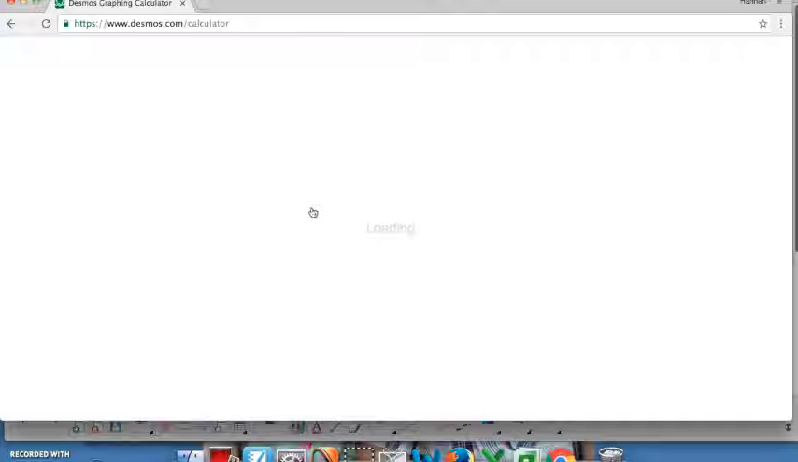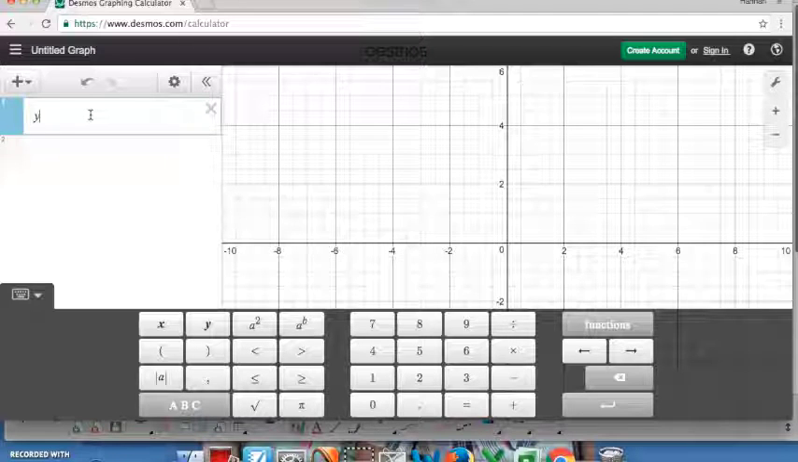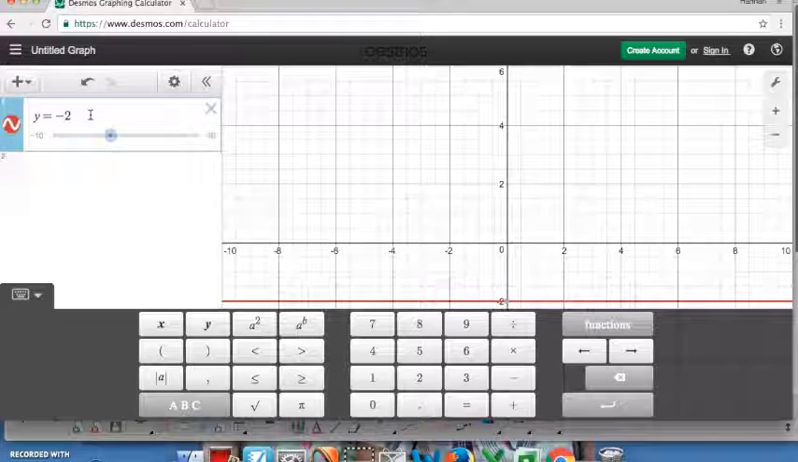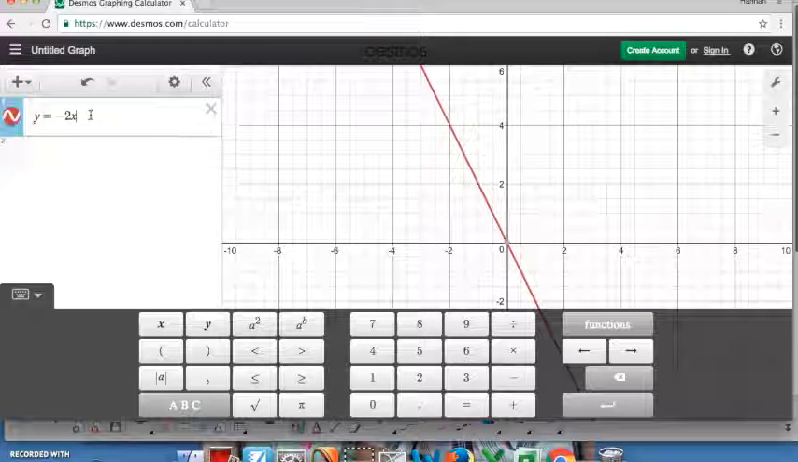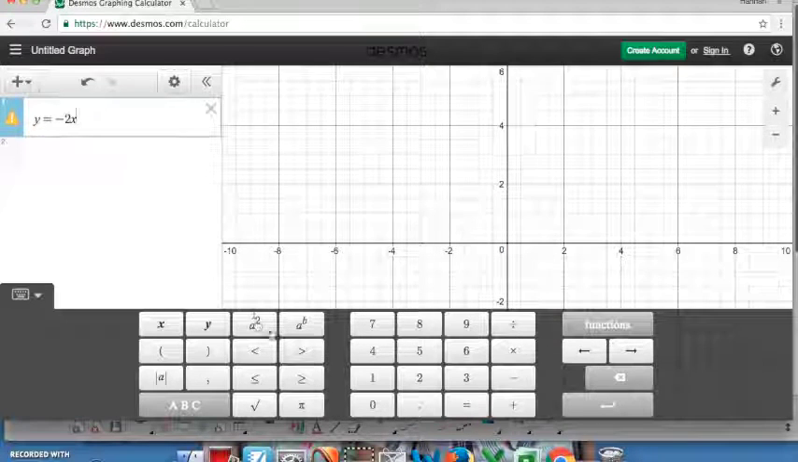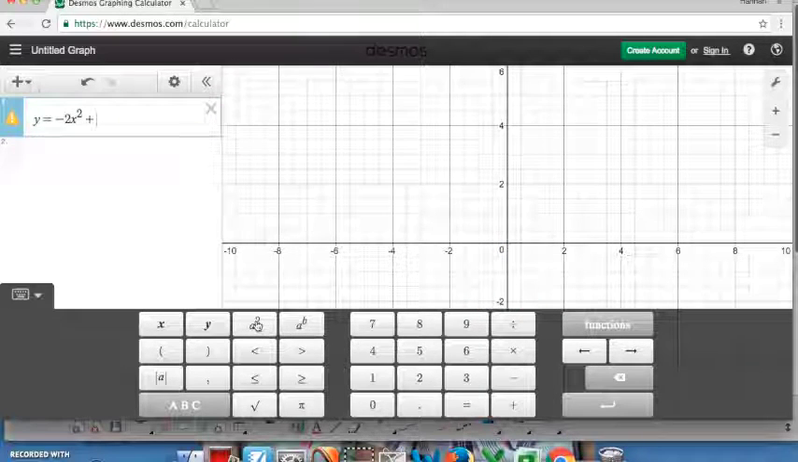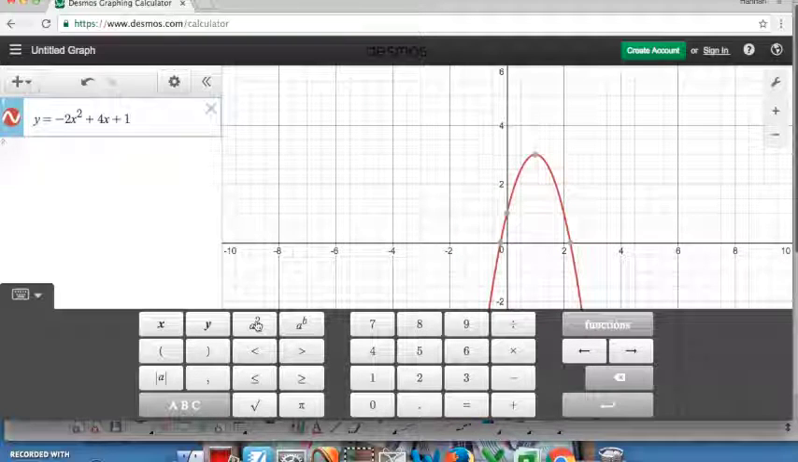When you get there, you just hit start graphing, and it gives you a nice pretty coordinate plane, and you can go right here and type in the equation. So y equals negative 2x, and then you can just do shift and then 6, or you could use this button right here and get this squared, and then plus 4x plus 1. And now you can see that nice pretty graph and how it's supposed to look. So sorry about that, guys.